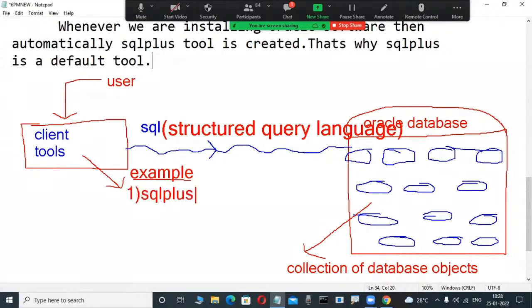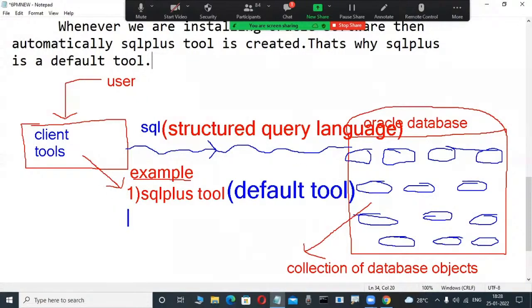SQL Plus is a command line interface that we use daily. You are not required to load this tool separately. Whenever we install the Oracle software, this tool is automatically available. I will show you all those things practically. This is also called the default tool. This is a default tool.